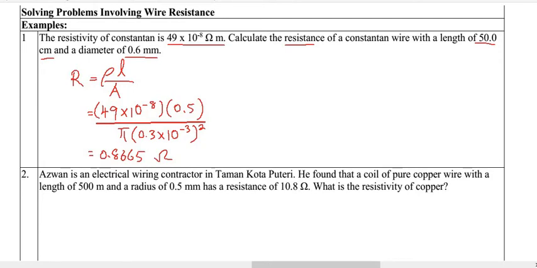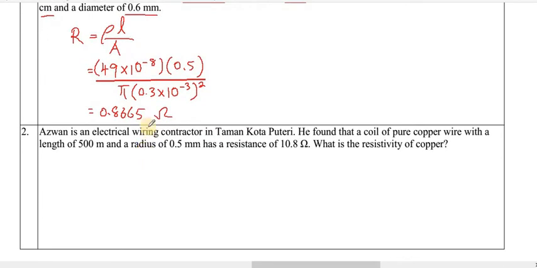Alright, continue with example number 2. Azwan is an electrical wiring contractor in Taman Kota Putri. He found that a coil of pure copper wire with a length of 500 meter and radius of 0.5 millimeter has a resistance of 10.8 ohm. What is the resistivity of copper?